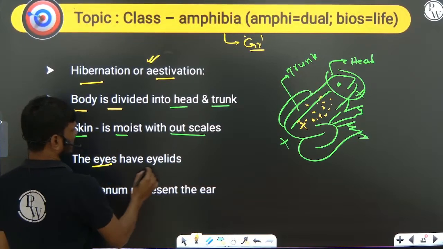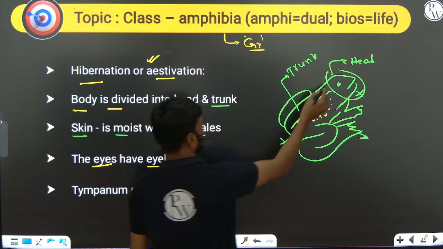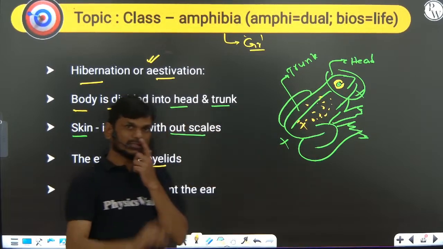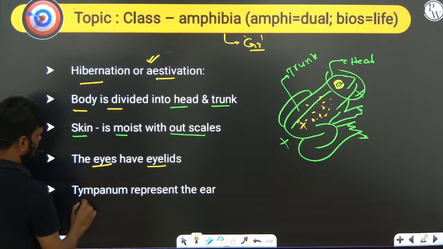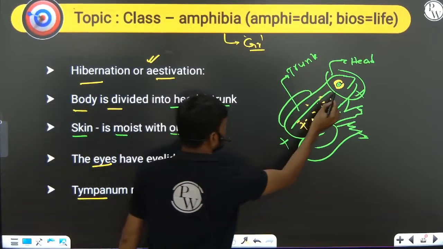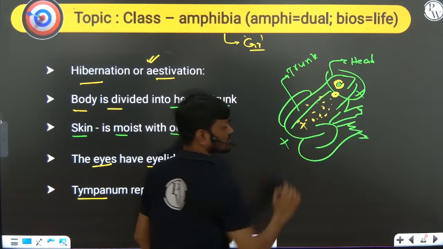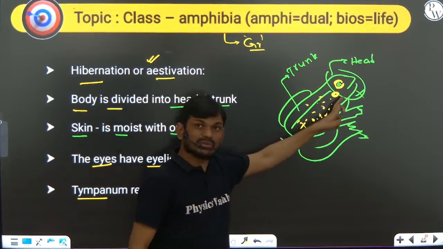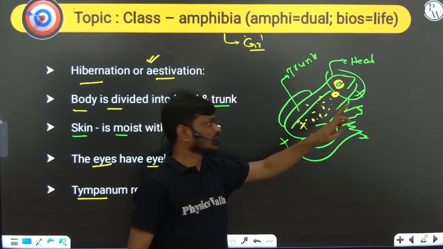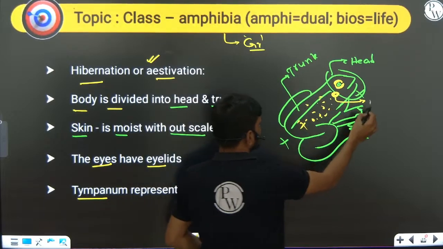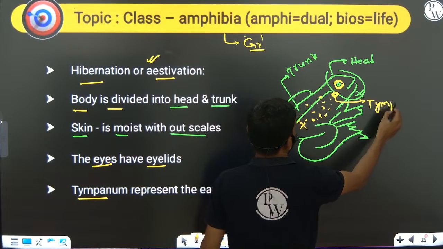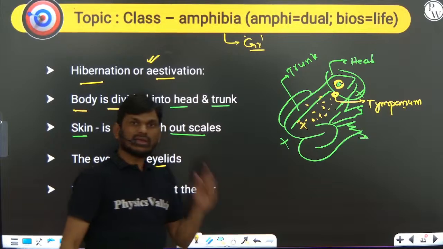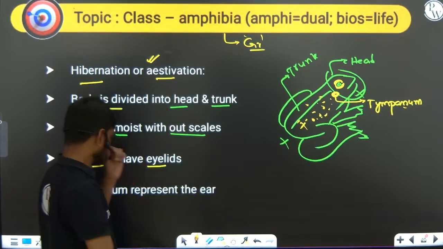Eyes have eyelids. Upper lid, lower lid. Eyelids are present in amphibia. Tympanum present. You can see the ear opening. External ear pinna is absent. Only the tympanum is representing the ear. Very important. Only the tympanum is representing the ear. External ear pinna is absent. Important.